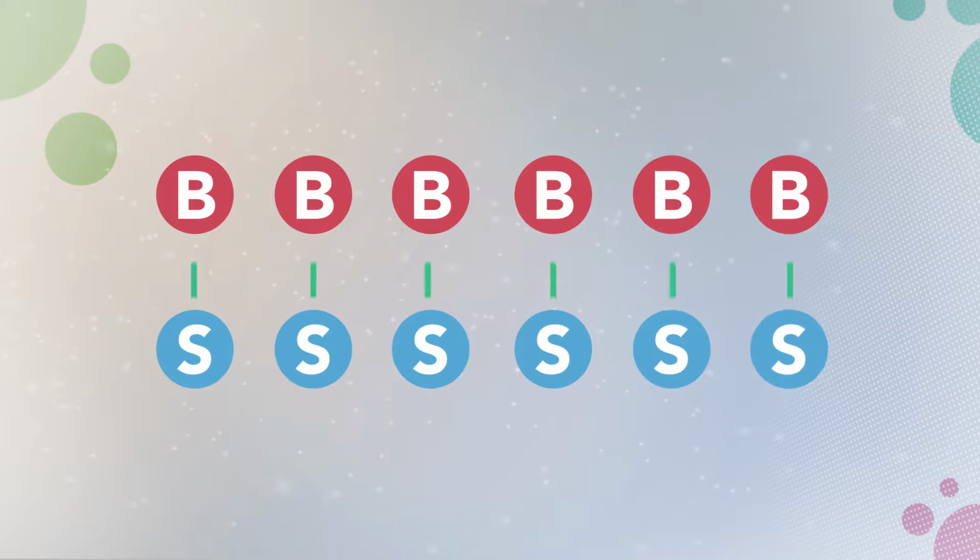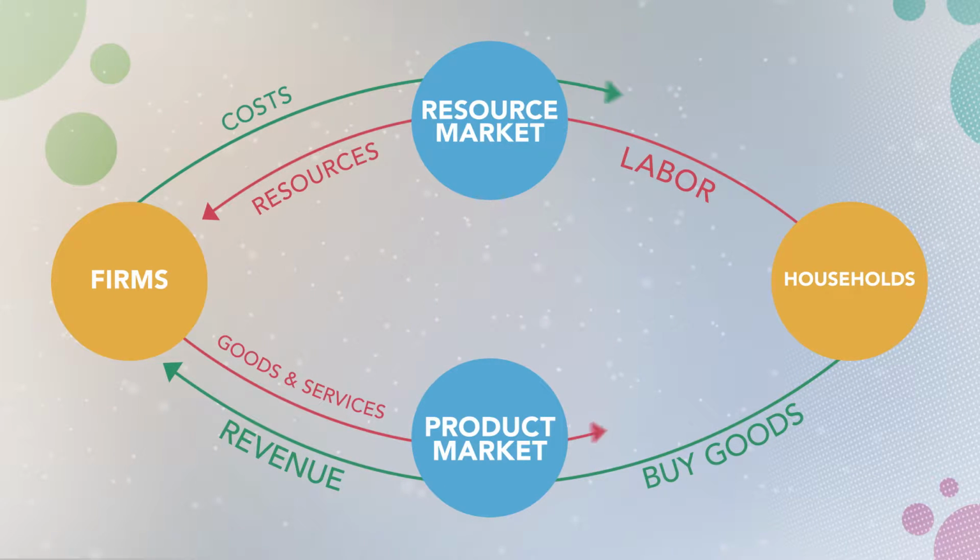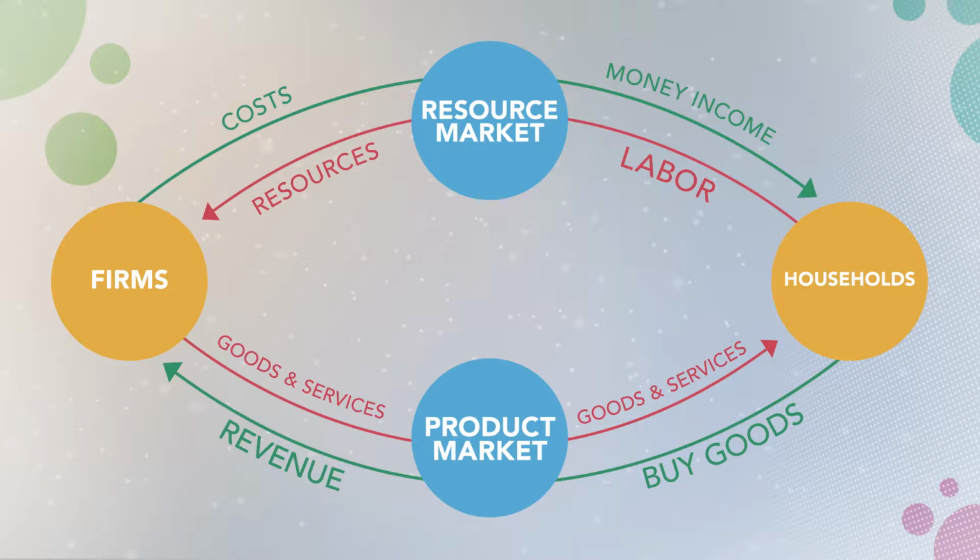Most of us are familiar with the basic operations of markets, where buyers and sellers come together to make voluntary exchanges. Households provide labor inputs and buy goods with their earnings. Firms provide products and services in exchange for payments. This is described using a circular flow diagram of the economy.